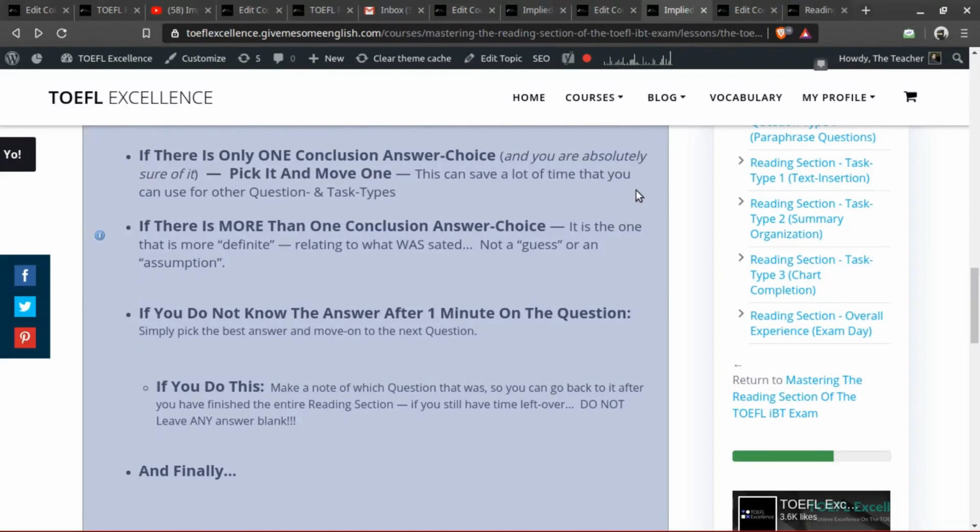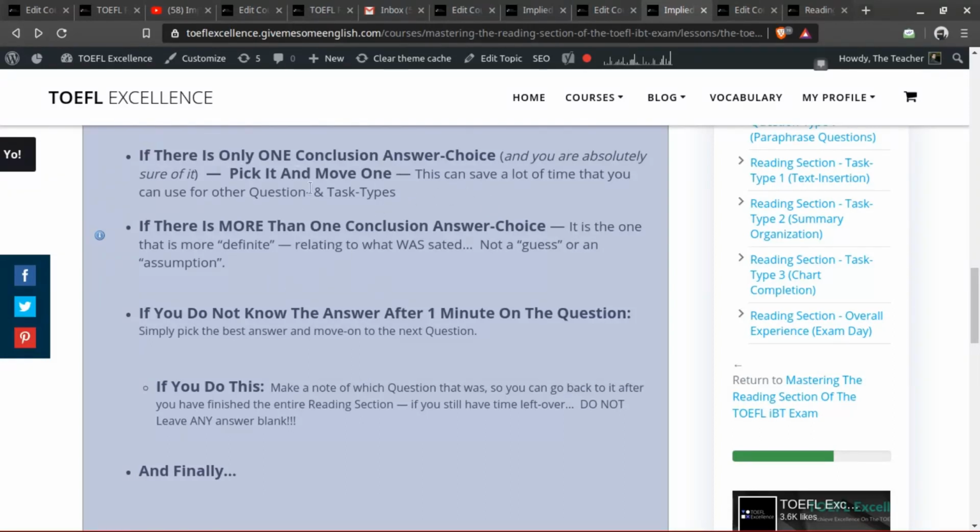You saw that in one of the examples from the previous video where there was only one answer choice which was a conclusion. That was the only one possible, so that is clearly the answer. You don't even need to read the rest of the passage to find out that that's the answer. So that can actually save you anywhere from 20 seconds to a minute, depending on the complexity of the reading passage. So that's one of the master skills. If there's only one conclusion answer choice, that is the answer. Pick it and move on.